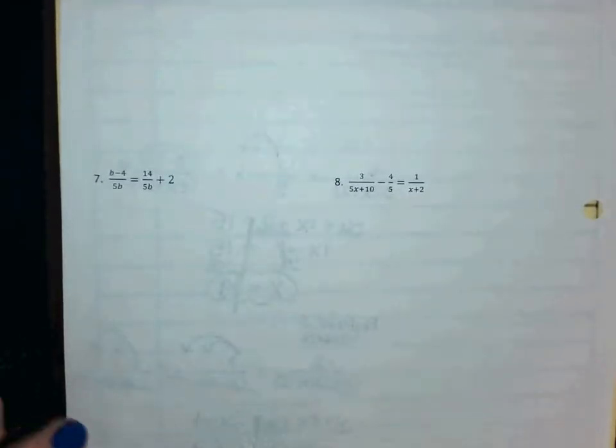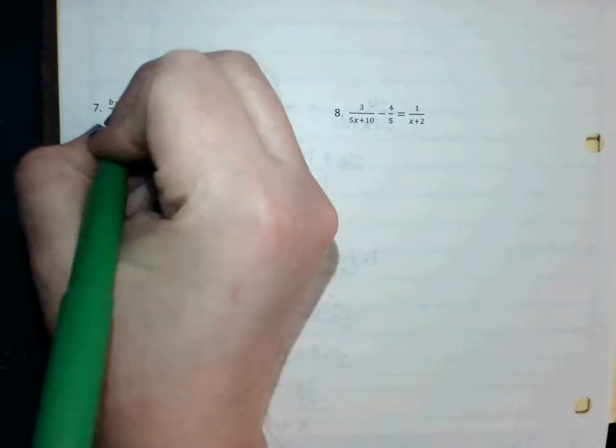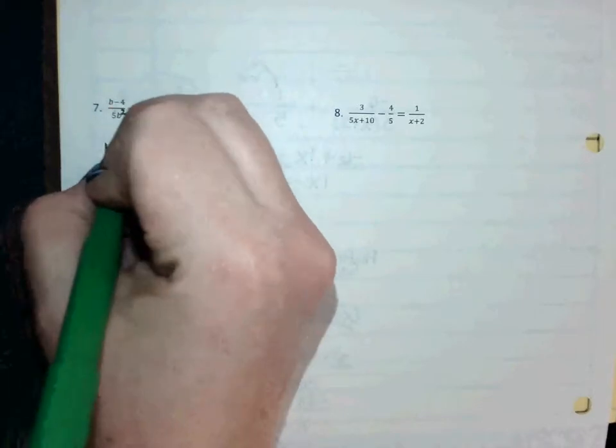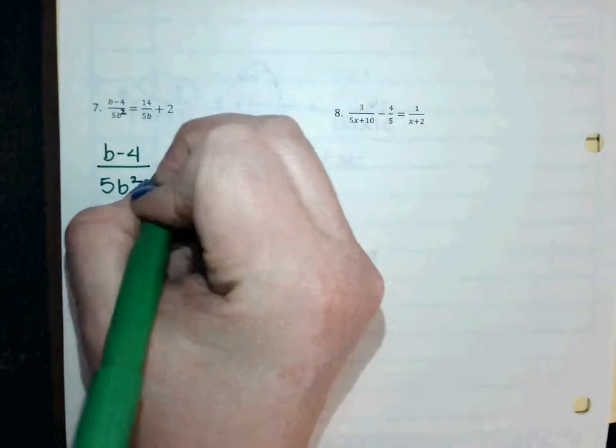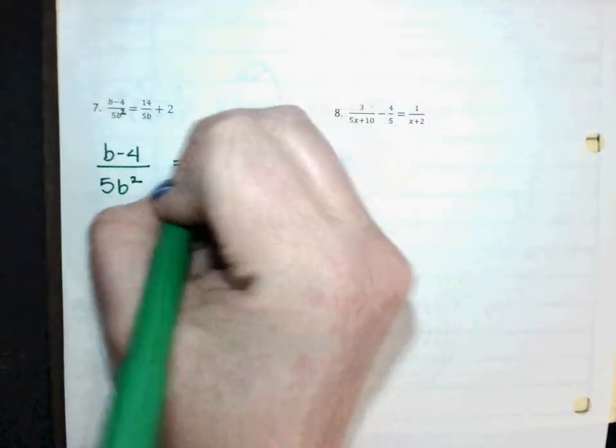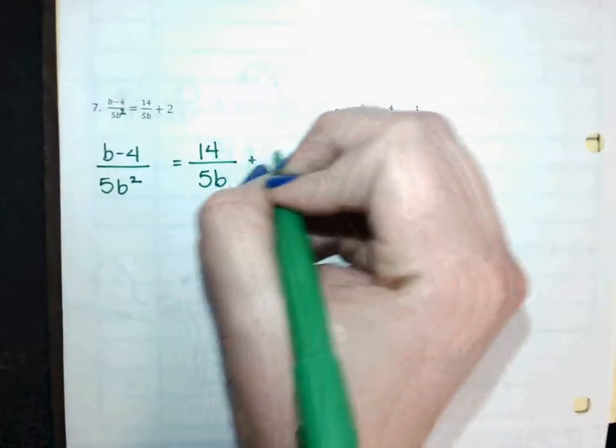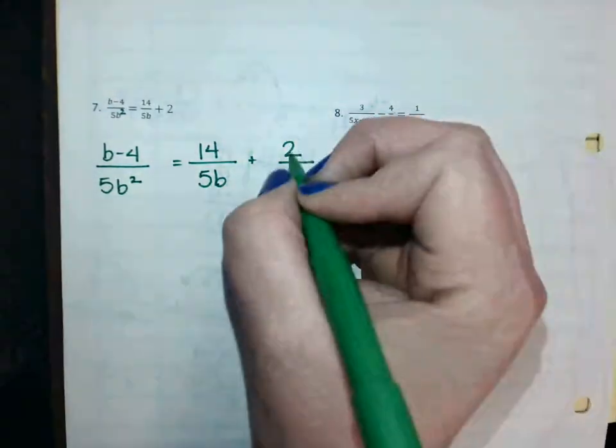Okay, take a look for me please at number 7. And then to make number 7 most like one of the ones on your homework, turn one of the b's into a b squared. Okay, just to kind of change it. So I'm going to make this b down here a b squared, because there's one on your homework like that, and I don't want you to be confused. So it's going to be b minus 4 over 5b squared equals 14 over 5b plus 2 over what if there's nothing there? 1. Good.